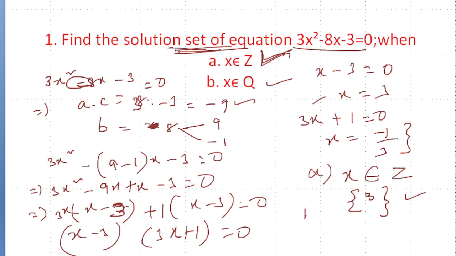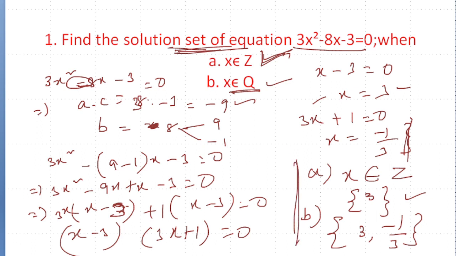Now come to the other case, when x is a real number. In the real numbers, integers, whole numbers, natural numbers, all the numbers are there. So what will you write? Both 3 and minus 1 by 3 are your answer. So this is how you will solve. See your question, and solve your answer according to it. This is the concept of how you will find the roots of a quadratic equation.